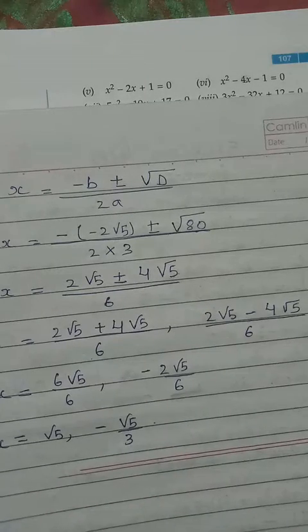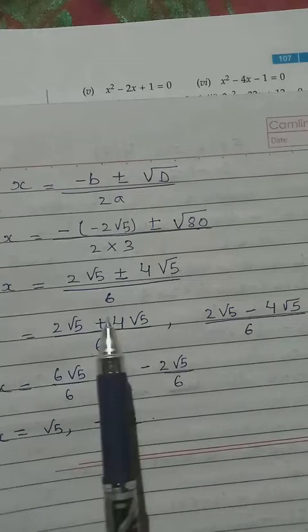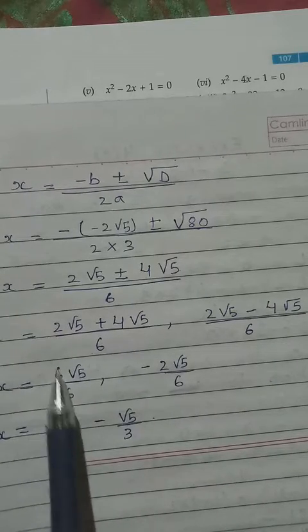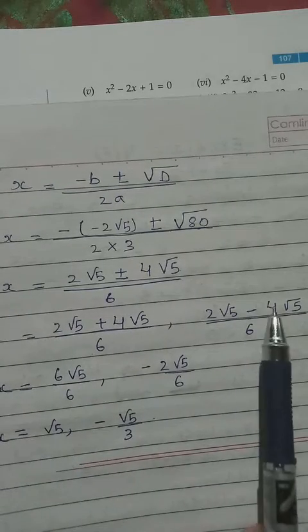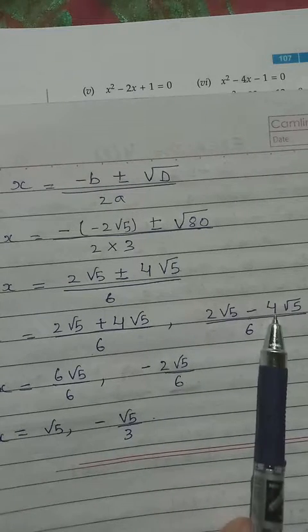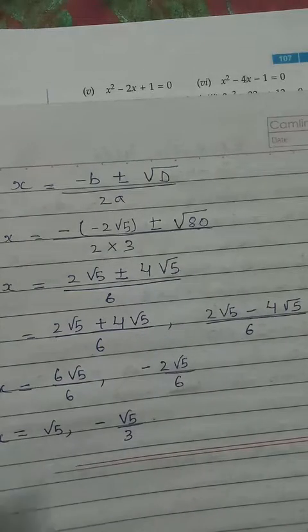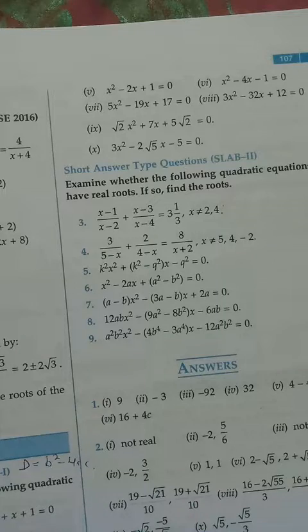So we can add the like terms. 2 root 5 plus 4 root 5 is 6 root 5. 4 minus 2 will be 2 because 4 is greater, minus root 5, by 10. We cancel. So those are the values for x. Okay. Slab 2 not needed.